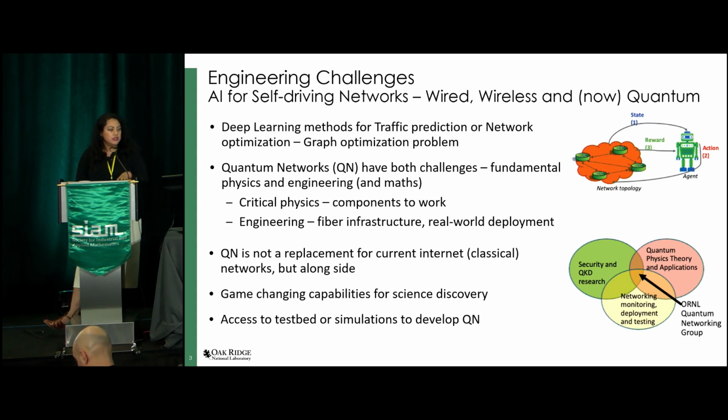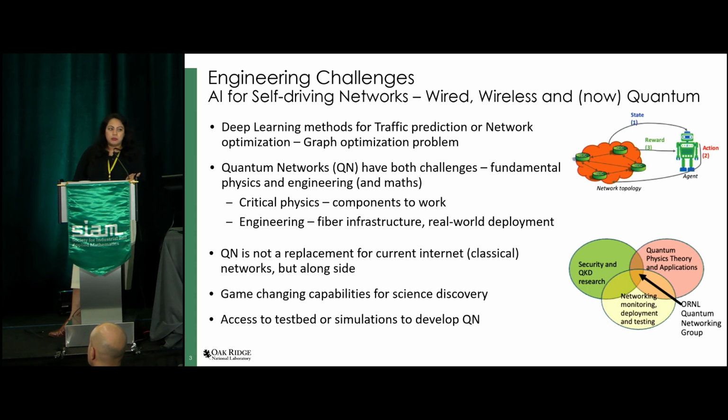In terms of fundamental physics, there are a lot of critical components that need to work in our labs, level 0, level 1, such as how do you generate a good quality qubit that can move down the network and not lose its state as it goes down. Those are critical physics problems that we're looking at.